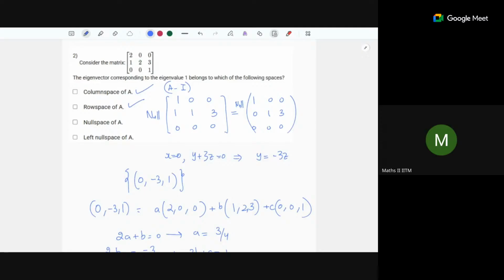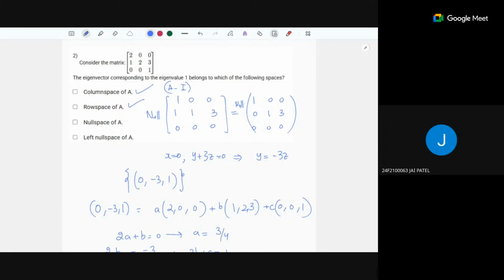If the matrix has determinant non-zero, then you can quickly say that the eigenvector will belong to the row space. And if the determinant is 0, then you cannot say that, but it may also belong to the row space. Actually, it will always belong to the row space.